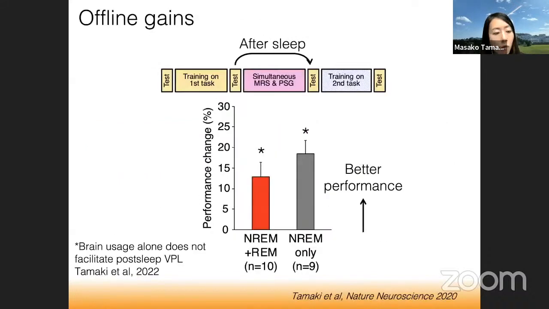Now I will show you the performance results. This figure shows the result of offline performance gains, and larger values indicate better performance. In both the NREM and REM group and the NREM only group, performance improved significantly after sleep, and there is no significant difference between these two groups.